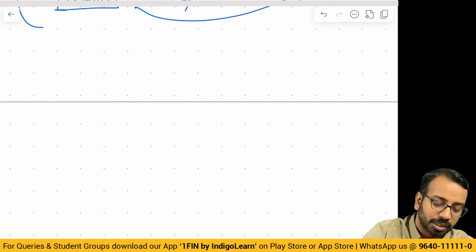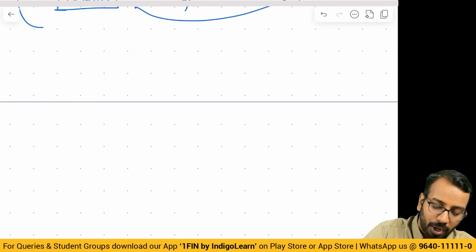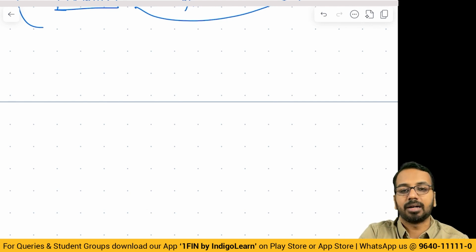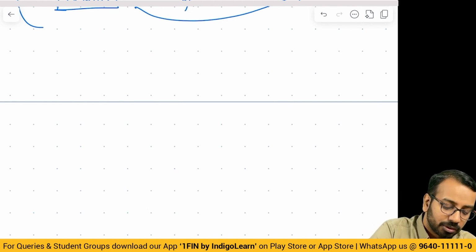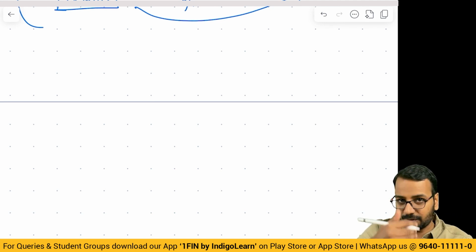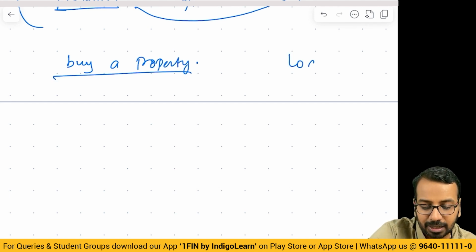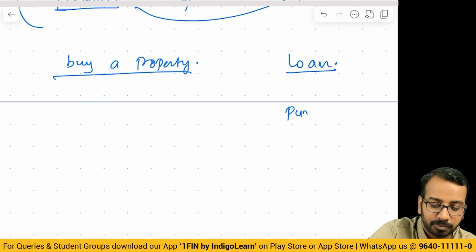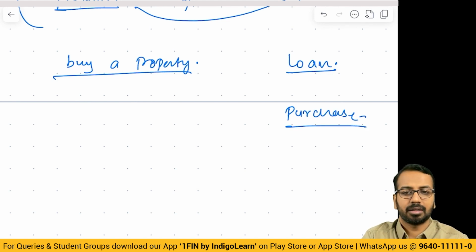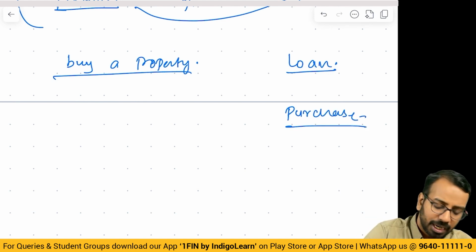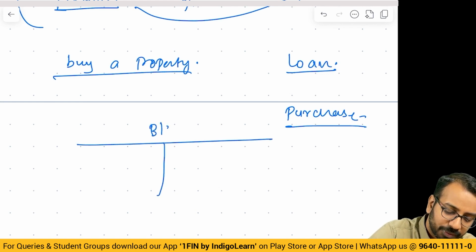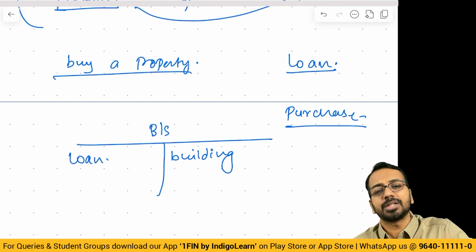Another small thing that you need to understand is, why was this standard implemented? Why do we need a standard on lease? The reason is, generally companies, for example, if I have to buy a property, what I can do is, I can take a loan from the bank and I can make the purchase, correct? Now, if you see my balance sheet, you will see building on the asset side and loan on the liability side. Typically, if I want to purchase a property, I will do this.